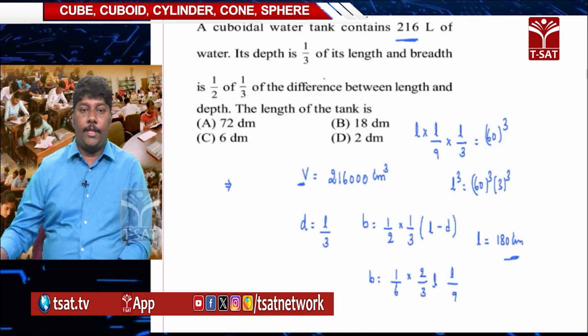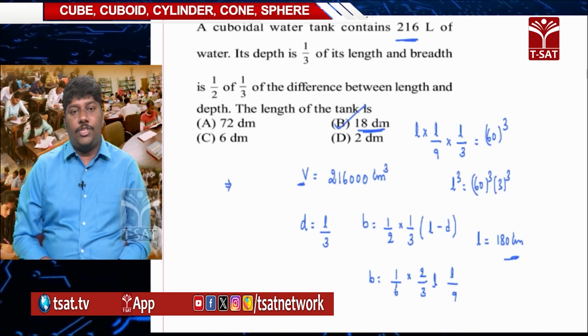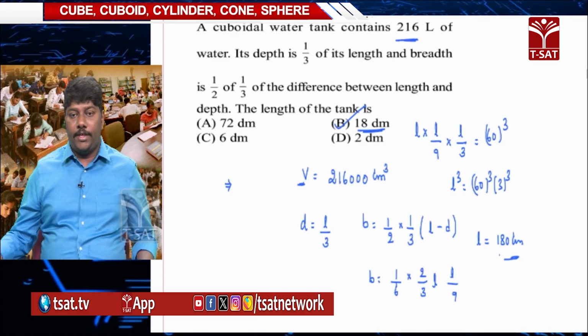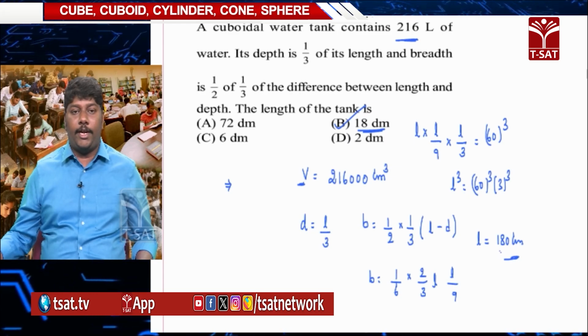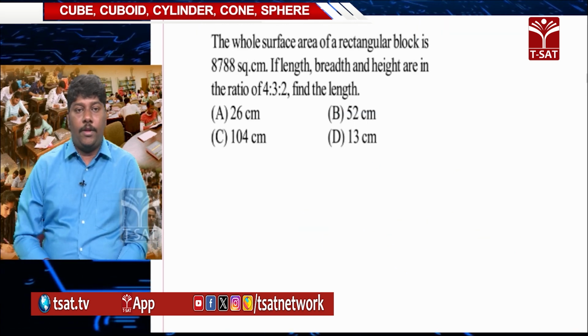He is asking you the length, therefore you can say 18 decimeters. Each decimeter is equal to 10 centimeters, so I am converting the centimeters to decimeters by dividing by 10. It becomes 18 decimeters. Now look at the next one.